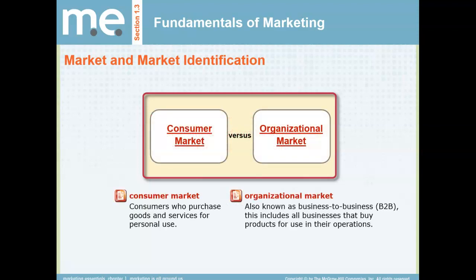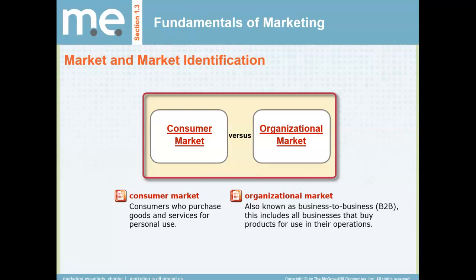All right. Consumer versus organizational. Most of you right now are just kids. We're all just kids. I think of myself as a kid too sometimes. Anyways, when we buy stuff and we consume it, we are part of the consumer market, which purchases goods and services for personal use. Anything we buy to eat, clothes we wear, and so on and so forth.